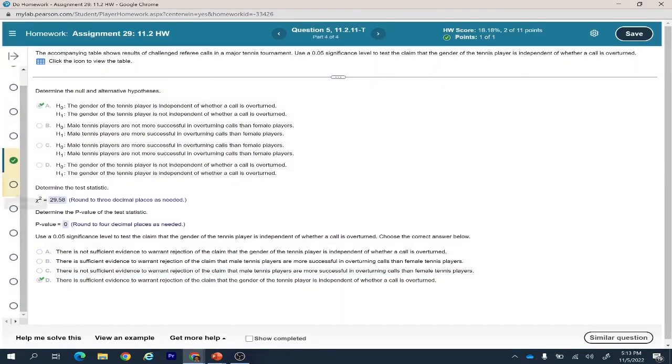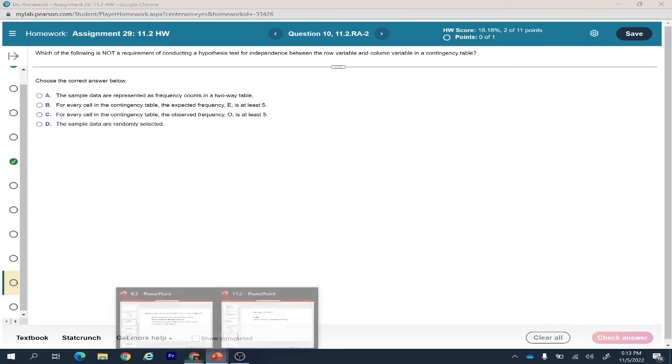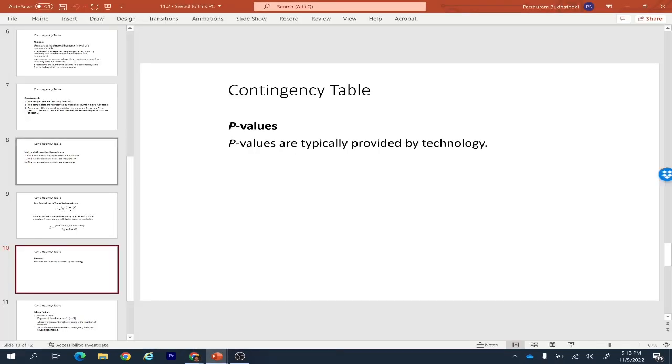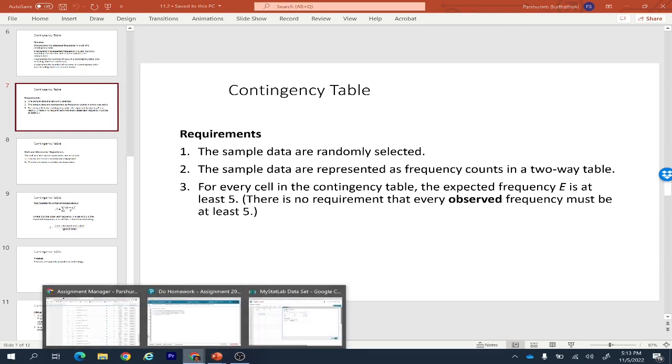Okay, let's go to the next problem. Which of the following is not a requirement for conducting a hypothesis test for independence between the row variable and column variable in a contingency table? So if you go back to your notes, there are 3 requirements you have to fulfill. The sample data should be randomly selected. The sample data are represented as frequency counts. And for every cell in the contingency table, the expected frequency is at least 5. The expected should be at least 5.